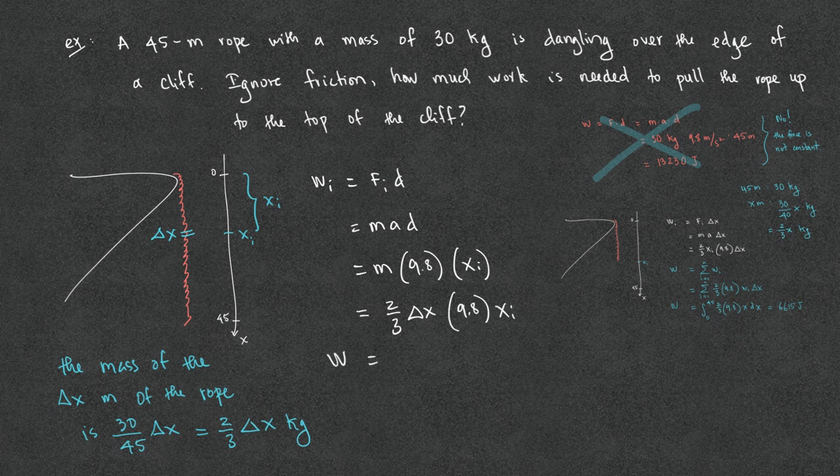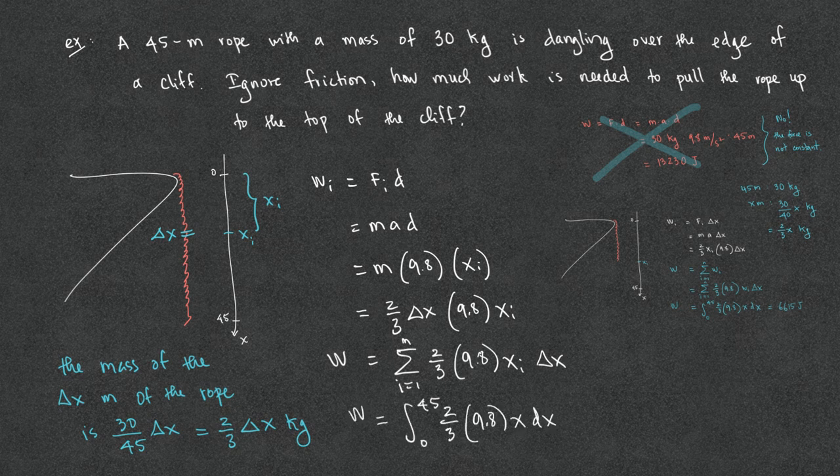The total work is therefore the Riemann sum. As n goes to infinity, this Riemann sum gives us the definite integral, and we add up the slices from x equals 0 to x equals 45. The work is still 6,615 joules.